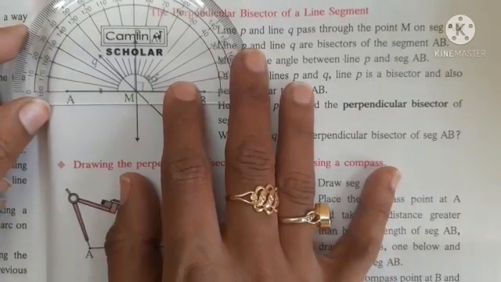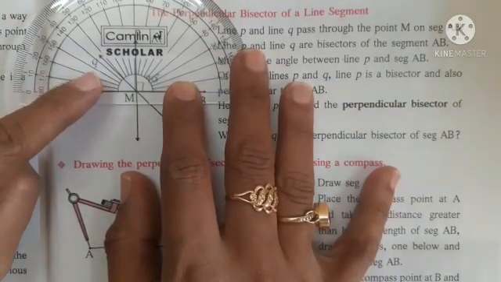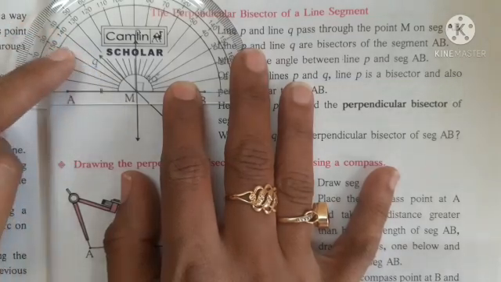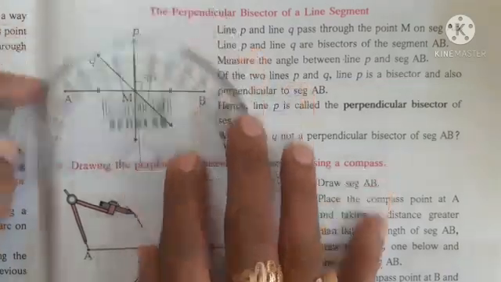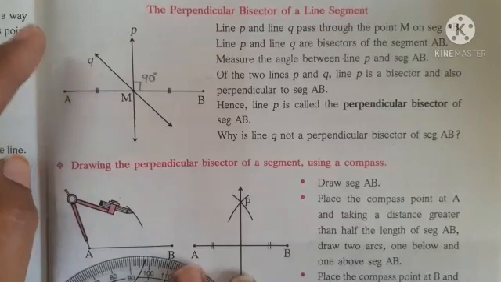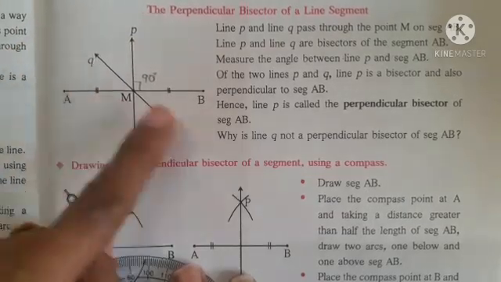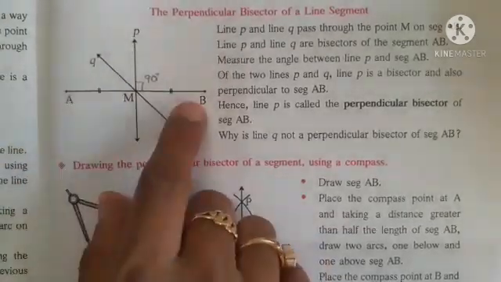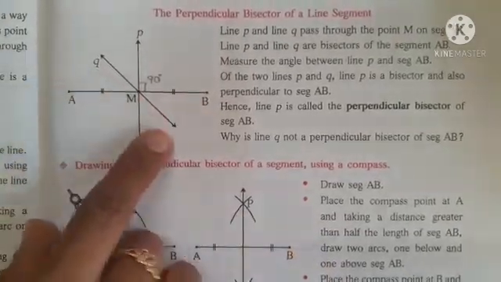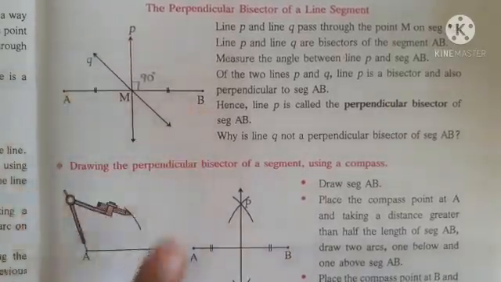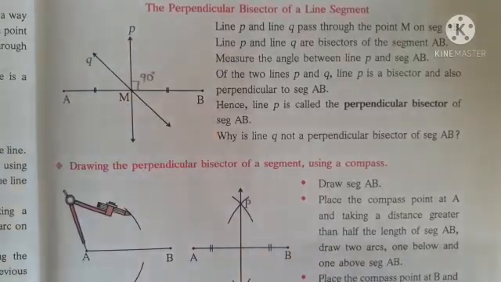Now let's measure the angle between line Q and segment AB. See, here the angle is between 40 and 50, so around 45 degrees, it is an acute angle. So here Q is passing through point M. Line Q is only the bisector of segment AB. Here line Q is not forming 90 degrees with segment AB. So line Q is only a bisector, but line P is called the perpendicular bisector of segment AB. I hope children you all have got it.